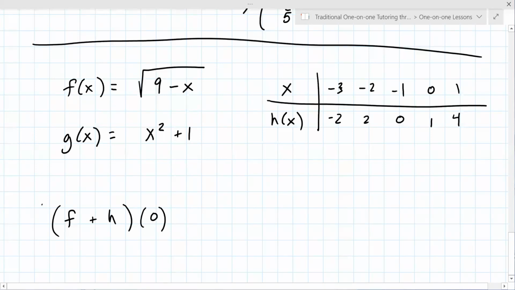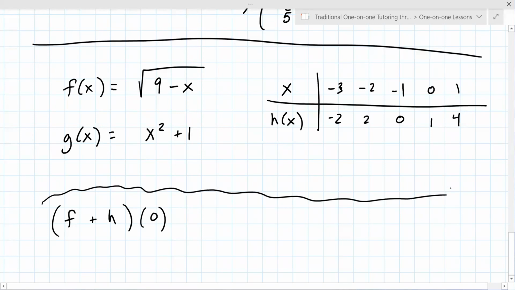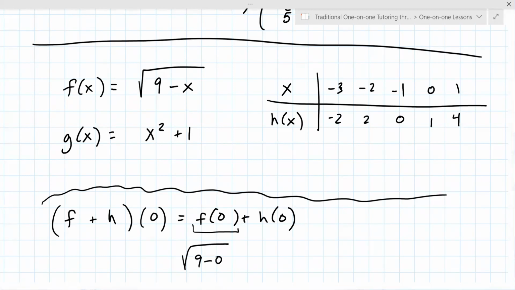Okay, so this is one of those we'll do together here. This notation, hopefully you've been seeing this in class. It's f of 0 plus h of 0. The letter tells you where to go: f is a function, g is a function, h is a table. So for f of 0, this is the square root of 9 minus 0. H of 0 you get from the table.